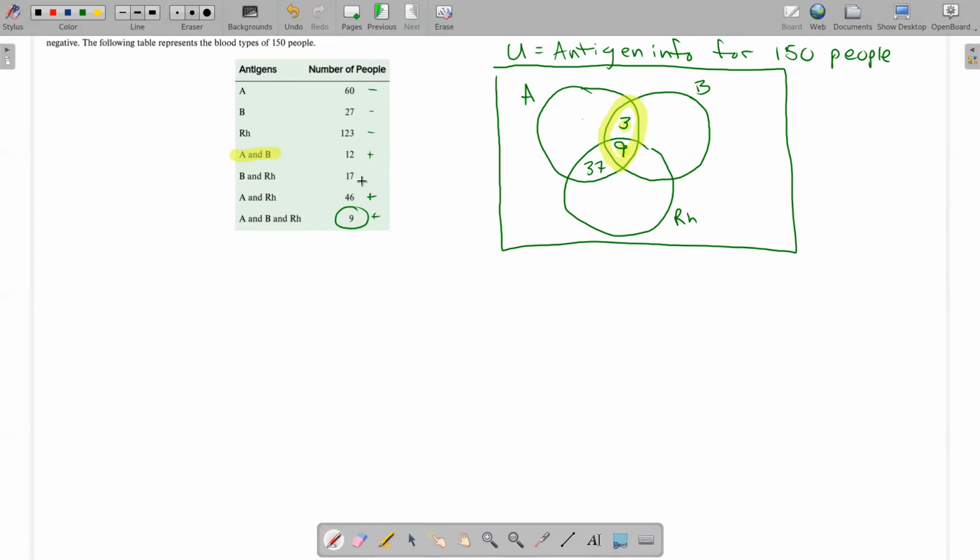B and RH, there's 17 of those total. And again, that 17, I'm just going to draw this in red. This region right here, the people that have B and RH. I've already accounted for 9 of them. So that's going to leave, what, 8 out here? 8 plus 9 is 17. Yep, that works. So now I've accounted for those.